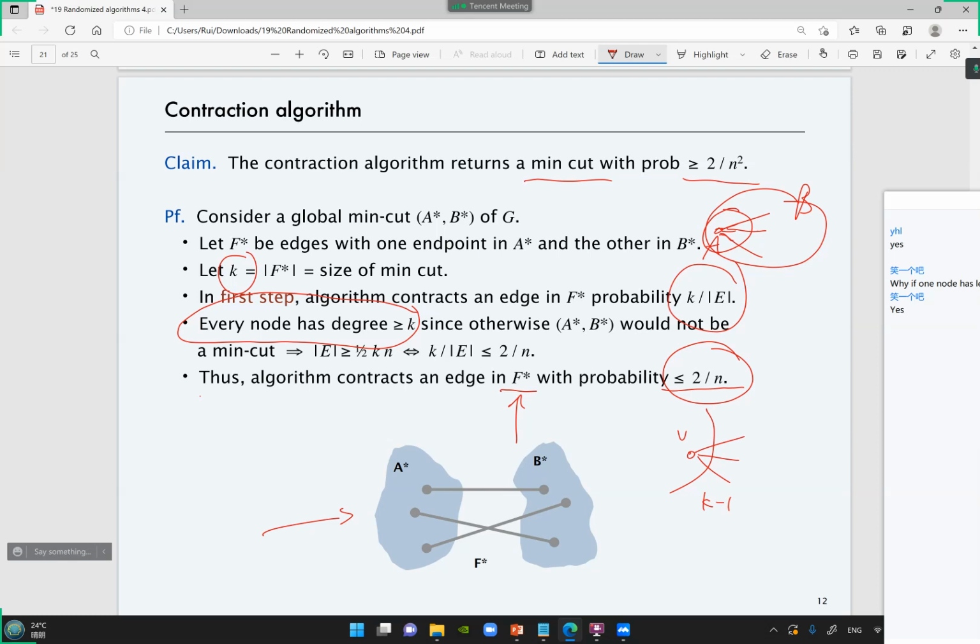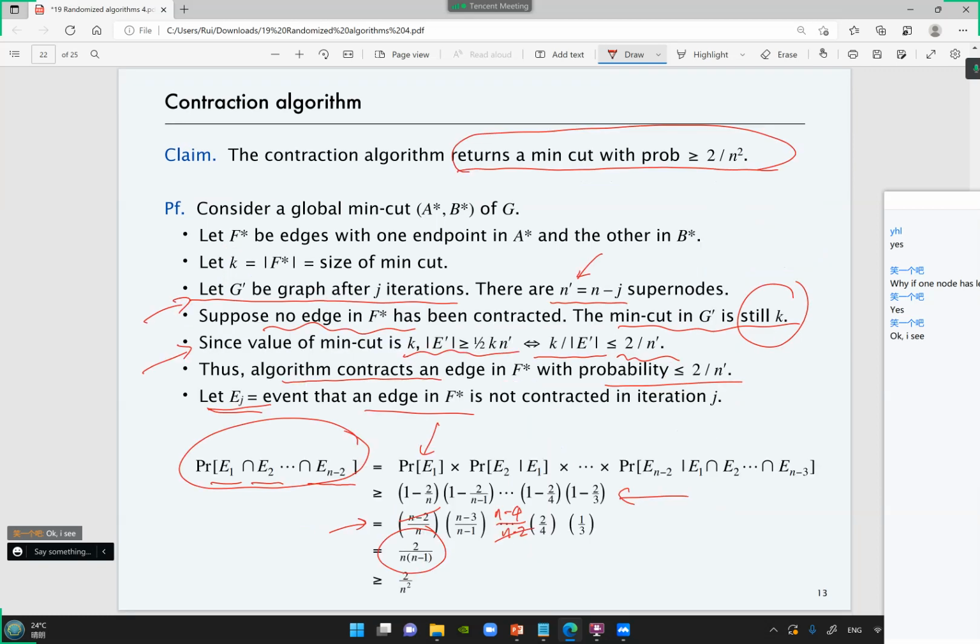But our assumption is that your min cut has size k. So if your min cut has size k, there cannot be a node with degree k minus 1, because if there is such a node, your min cut would have size k minus 1. And later on it's the same argument. As long as you can preserve your min cut and it's still size k, then the degrees of all the nodes which remain in this contracted graph have to be at least k, because if it's less than k, then your min cut would also be less than k.